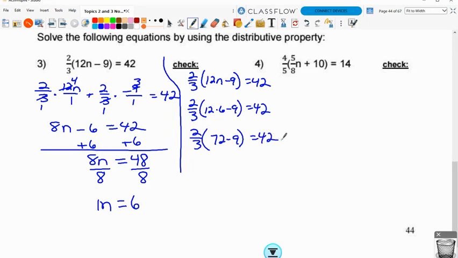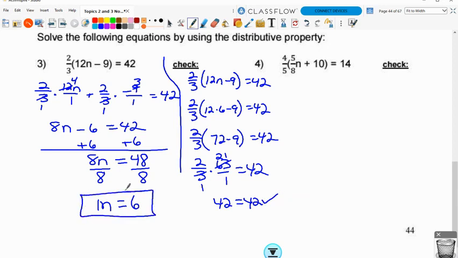If you do 72 minus 9 in the parentheses, you get 63. So this is going to be 2/3 times 63, and I'm going to put that over 1, equals 42. And now when you multiply 2/3 by 63, 3 and 63 have a common factor of 3. 3 goes into 3 once, 3 goes into 63 21 times. So it's 2 over 1 times 21 over 1. 2 times 21 is 42. So 42 equals 42, and that checks. So I know that n had a value of 6.